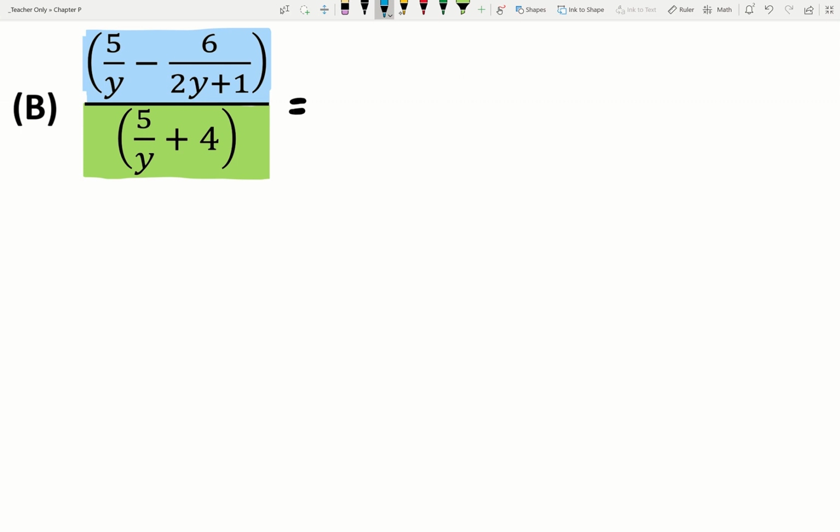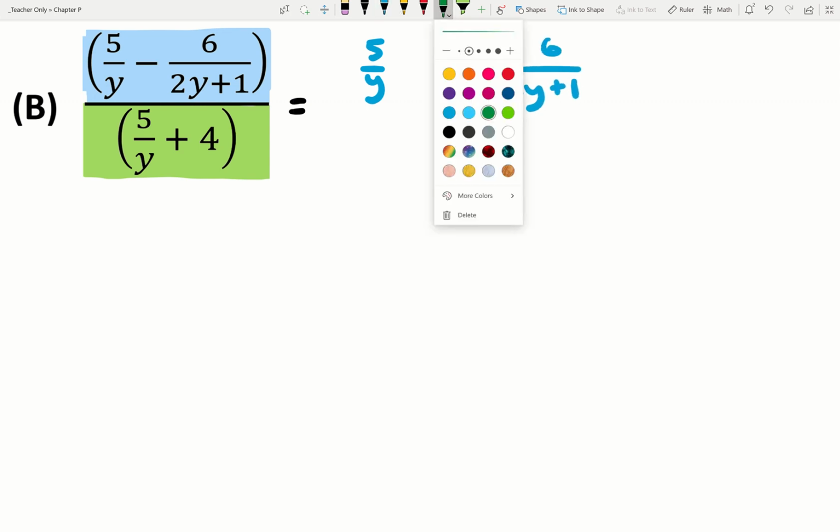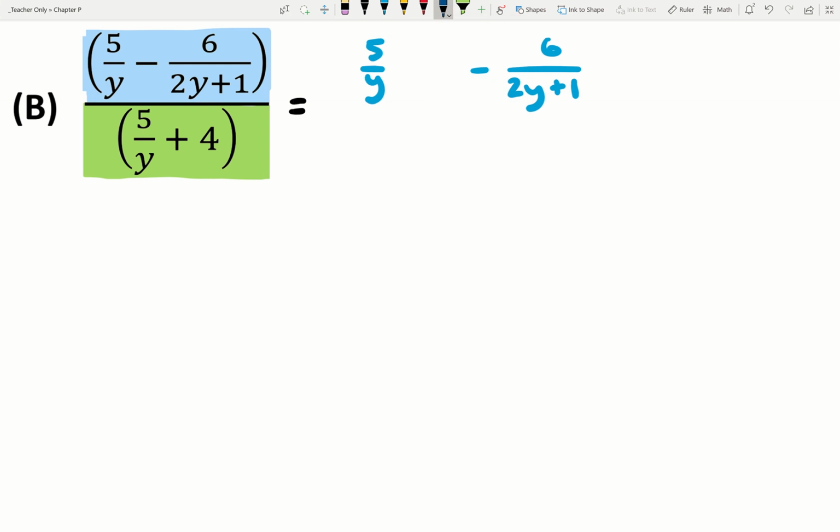I'm going to write the two fractions in my numerator as 5 over y. And I'm going to leave some space. And then I'll write my 6 over 2y plus 1. Okay? Now, again, this is what we did in the last video, so I'm not going to dive too deep into why I'm doing this, but if you want more background on that, you could check out the previous video to this one.